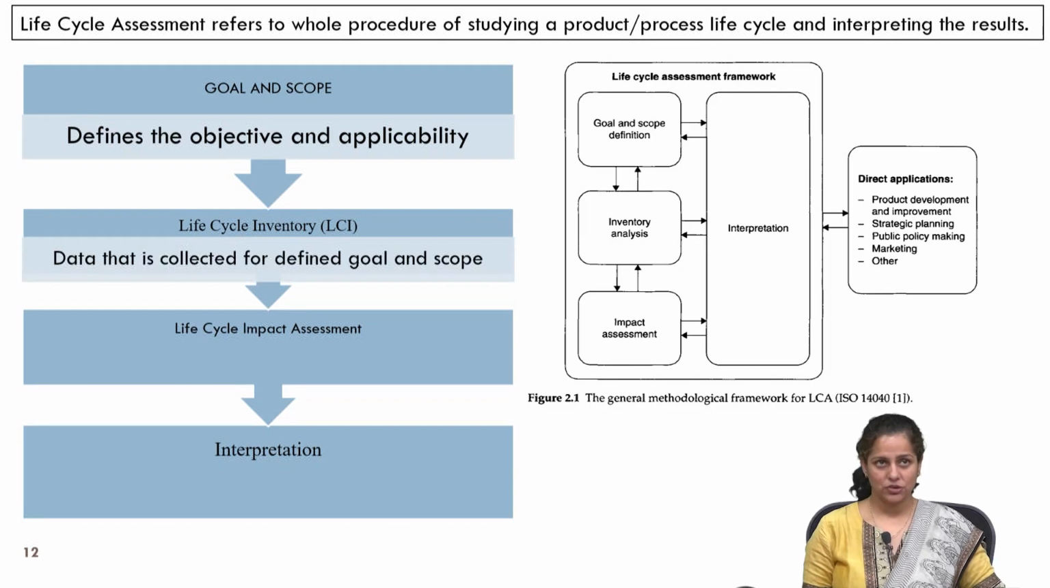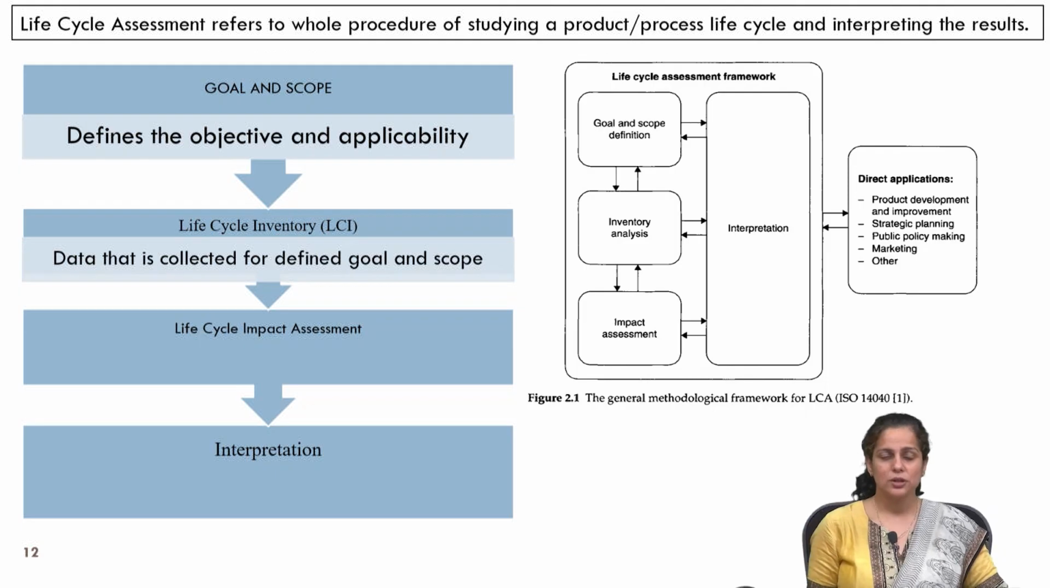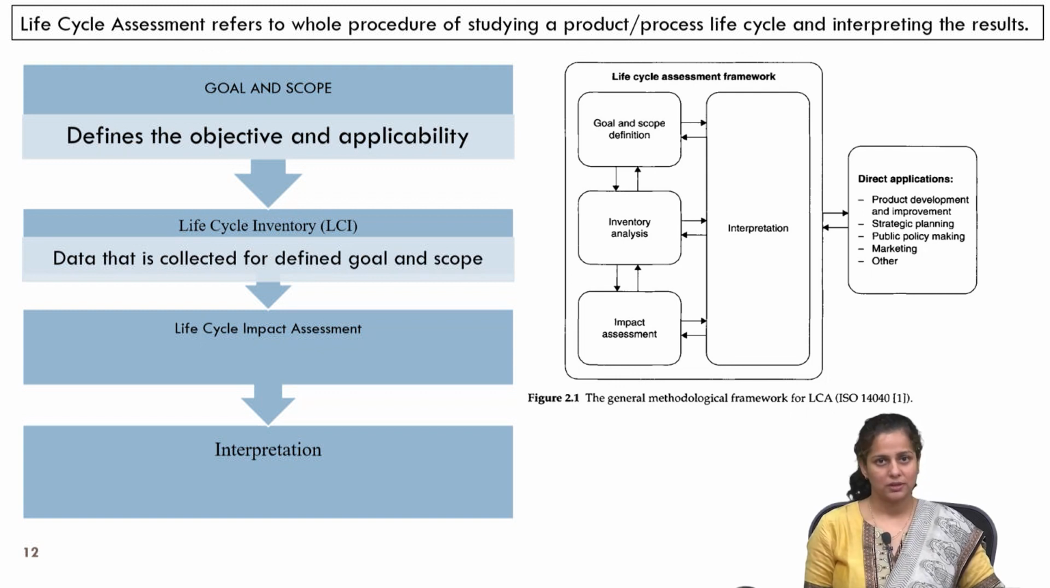Then there is life cycle inventory. This is where you collect the data for the defined goal and scope. Once you have the goal, the scope, where you have the system boundary, then you would want to collect the data that is relevant for your study. So, that is what we call life cycle inventory, and this is one of the most critical phases, because if your data is bad, your decisions are going to be bad. So, the simple theory of garbage in, garbage out applies. If your data quality is really bad and you are not confident about the accuracy of the data, you cannot be confident in the decisions you are making on your LCA model, no matter how well done the LCA is.